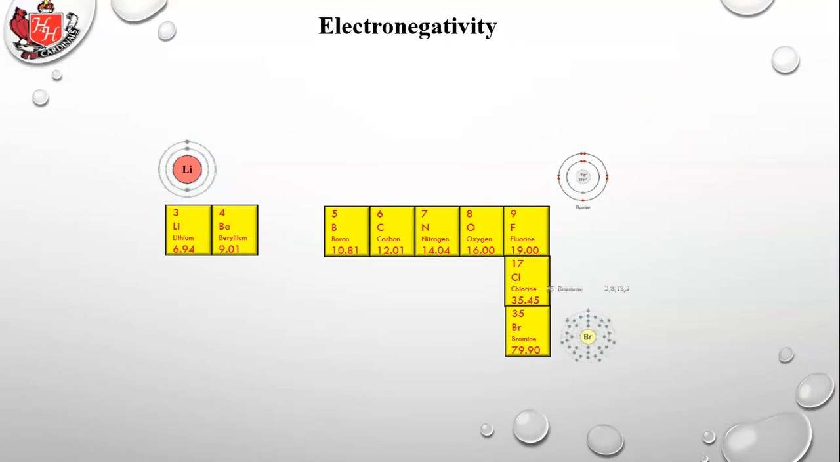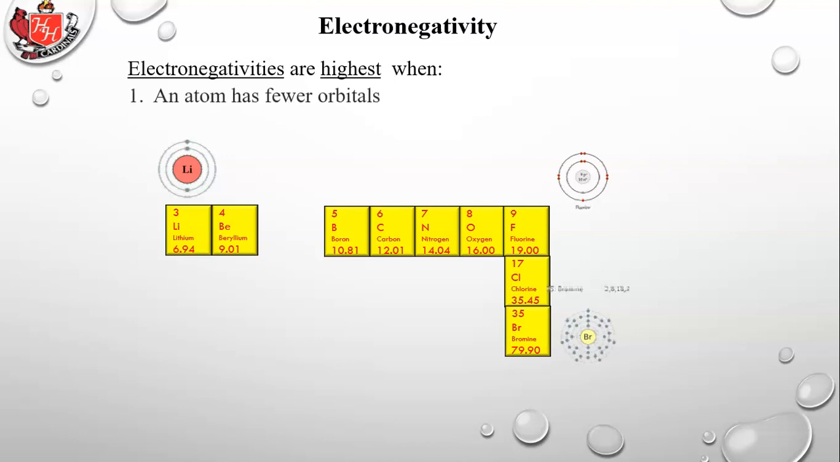Okay, so now we're going to look at how electronegativity changes as you go across the periodic table, across a row and up or down a group. And you're going to find it's the same as for ionization energies. So electronegativities are highest when an atom has fewer orbitals and the nucleus has more protons. So again, fluorine, just as in our example for ionization energies, has the highest electronegativity.